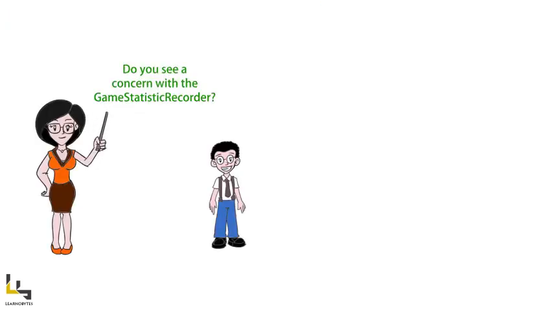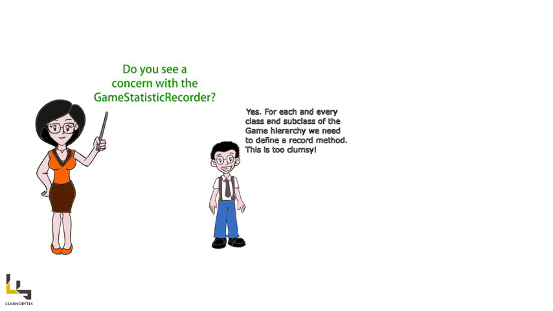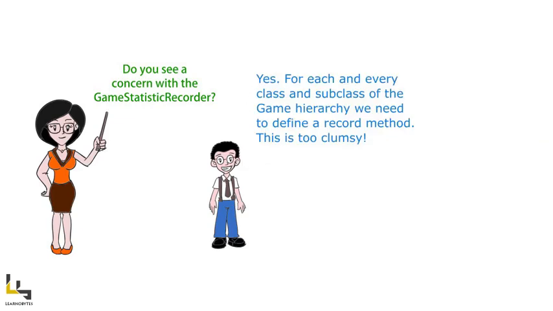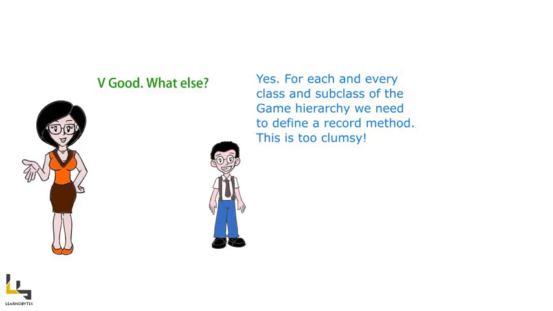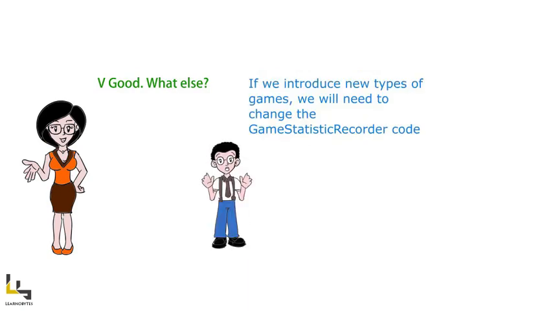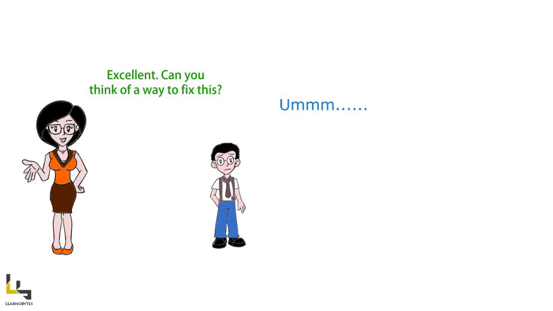Do you see a concern with the GameStatisticRecorder? Yes, for each and every class and subclass of the game hierarchy, we need to define a record method. This is too clumsy. Very good. What else? If we introduce new types of games, we will need to change the GameStatisticRecorder code. Excellent. Can you think of a way to fix this?